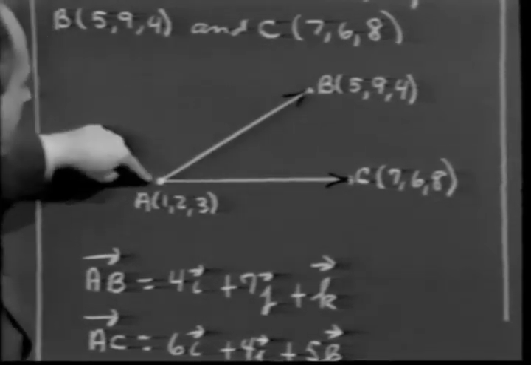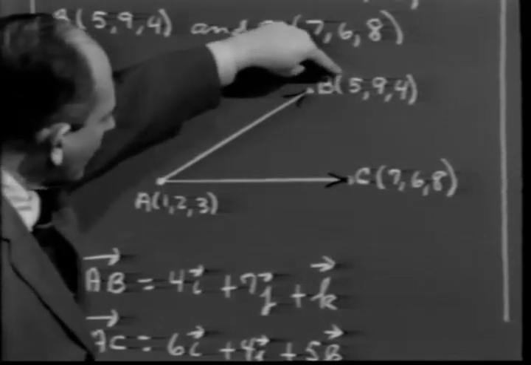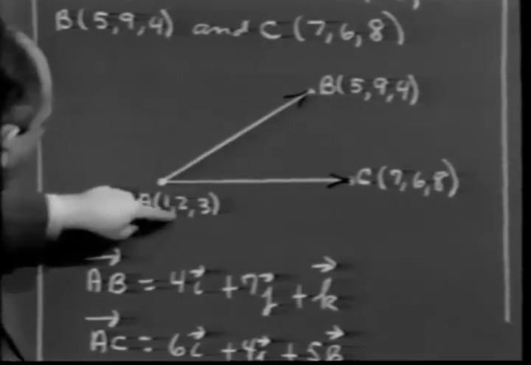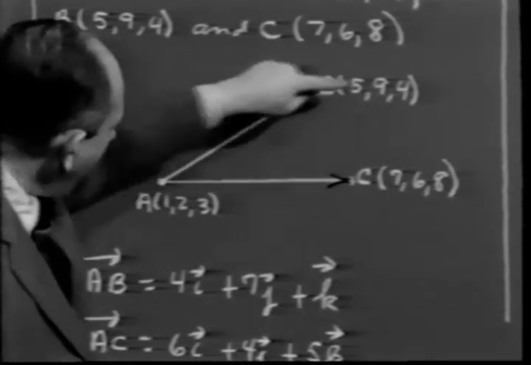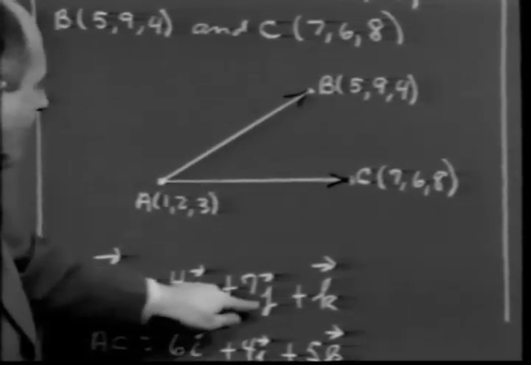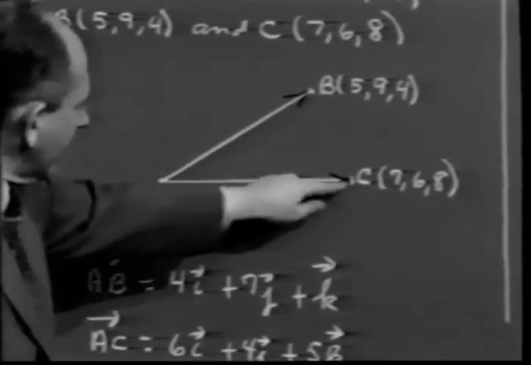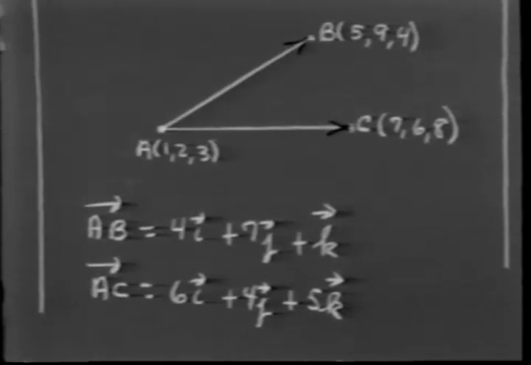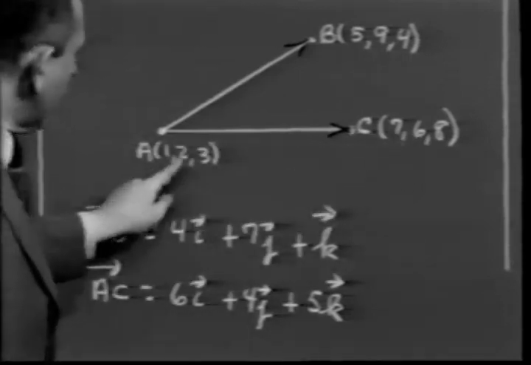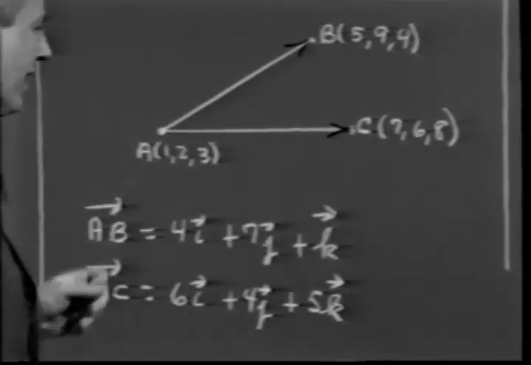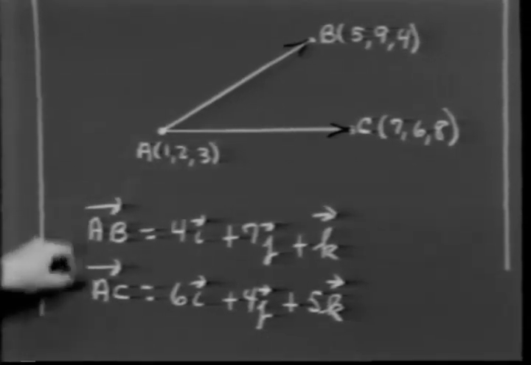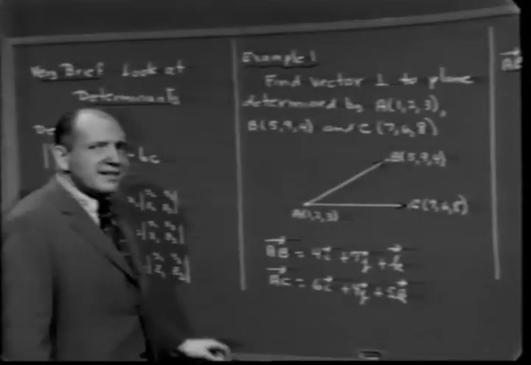Remembering how I form a vector from 2 points in Cartesian coordinates, again, from the point that I'm going to, I subtract away the coordinates of the point that I'm leaving. In other words, 5 minus 1, 9 minus 2, 4 minus 3. The vector AB, very simply, is 4i plus 7j plus k. And similarly, the vector AC, very conveniently, is 6i plus 4j plus 5k. You see, 7 minus 1, 6 minus 2, 8 minus 3. And I better stop checking these things, because with my luck, I've probably subtracted wrong, and you might not notice it if we just go through it rapidly.